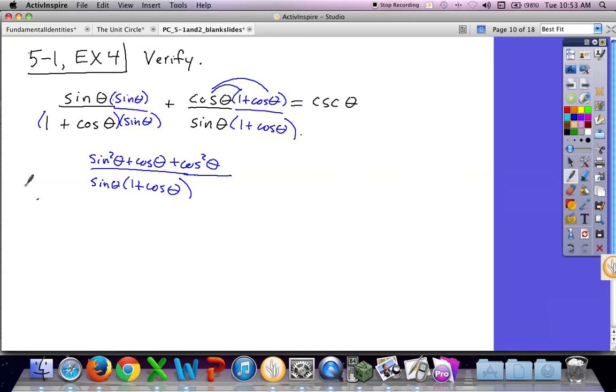Okay, so now what substitution can we make in the numerator? We have sine squared plus cosine squared. What can we substitute? 1, right? They don't have to be written right next to each other to say that sine squared plus cosine squared is 1. Right? So this is 1 plus cosine theta divided by sine theta times 1 plus cosine theta.